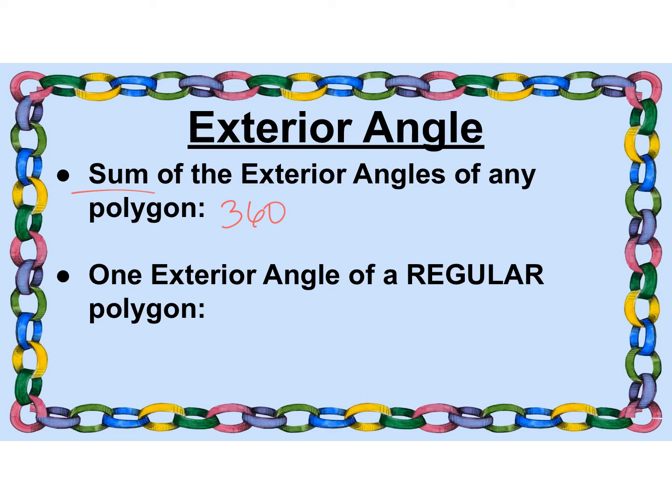So if I'm trying to figure out one exterior angle of a regular polygon, only for regular polygons, then it's going to be 360 divided by n. And then you don't have to go into the interior to work your way out. You would just divide. So 360, if we're talking about our hexagon, we divide by 6. So I know the exterior angle would be 60.